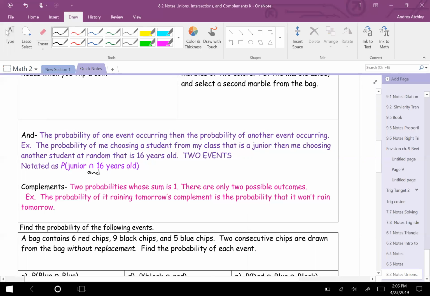Okay, complements are 2 probabilities whose sum is 1. There are only 2 possible outcomes. So a complement can only have 2 possible outcomes. It's like flipping a coin, heads and tails. They are complements of each other because when they add up, the probability should equal 100.